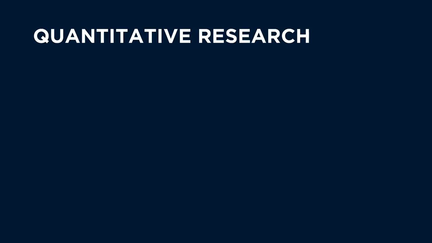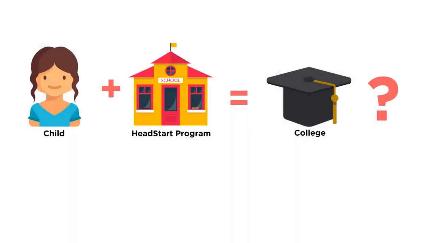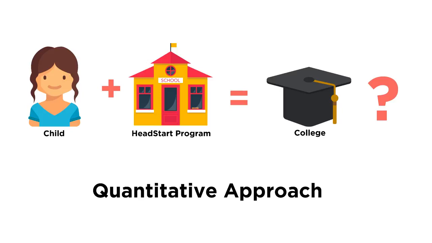When you think quantitative, think experimental and statistical. The goal here is to measure, test, predict, and describe using statistics. If you conduct a statistical analysis of the correlation between a child's participation in a Head Start program and their likelihood of going to college, you're taking a quantitative approach.